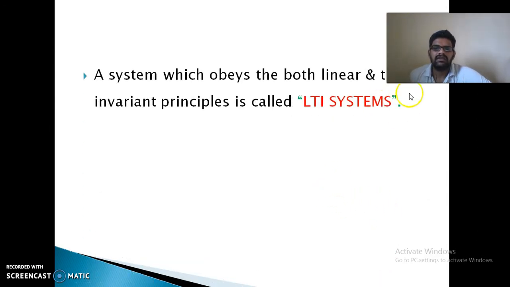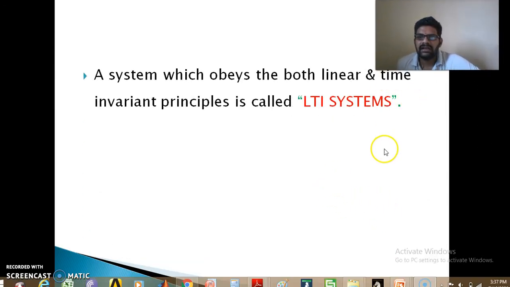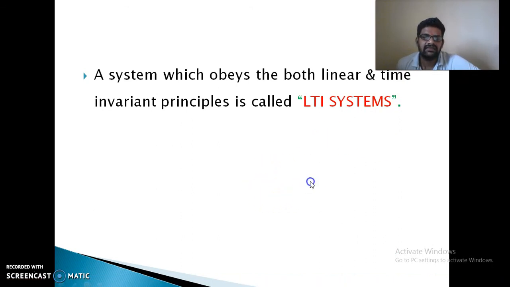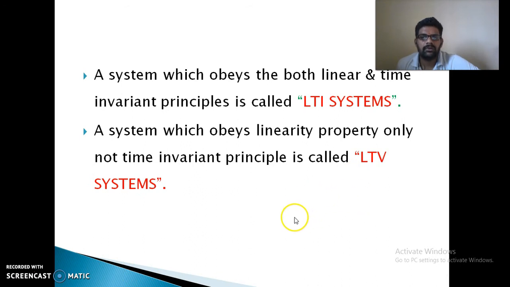A system which obeys both the linearity principle and the time invariant principle is known as an LTI system. An LTI system is the most important system. If a system is an LTI system, it is the best system. A system that obeys both principles is an LTI system.